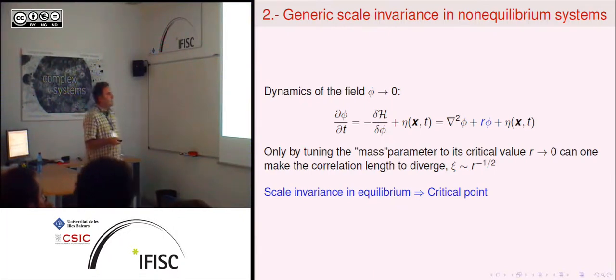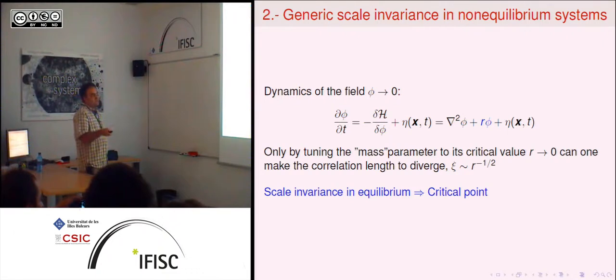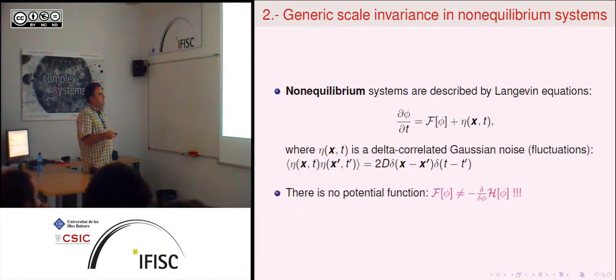That's what is explained here. So one of the ways to obtain critical behavior in equilibrium is to tune, in this case R, but in general certain parameters, such that certain terms are zero, and then the correlation length diverges. So there is an equivalence in equilibrium between scale invariance and critical points.